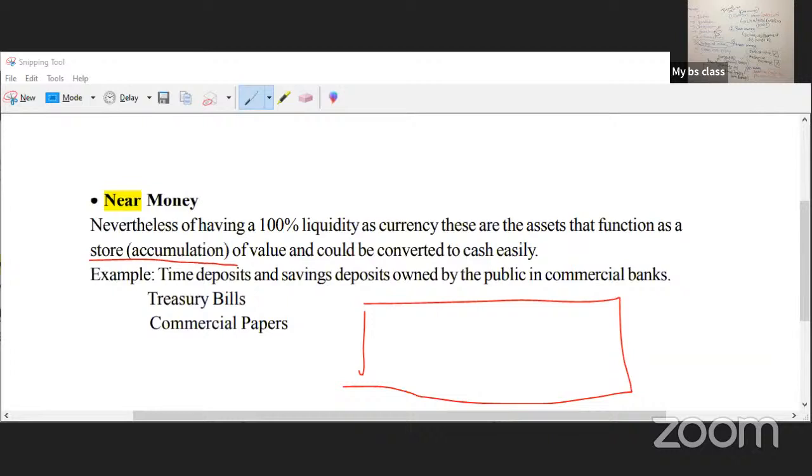So guys, just put some star marks. We will explain these two separately. What is treasury bills? So put some star mark. What is commercial papers? I'm not going to explain right now because we do have a separate lesson. But just for your information, we discussed treasury bills in lesson number 3. Commercial papers.